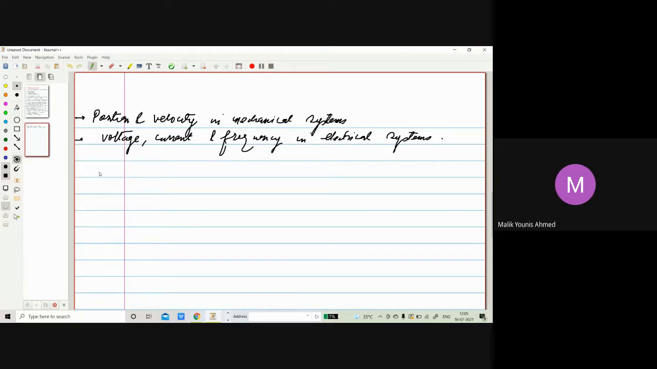So next is the classification of the control systems. Now, when we talk about the classification of the control systems, there are different ways.